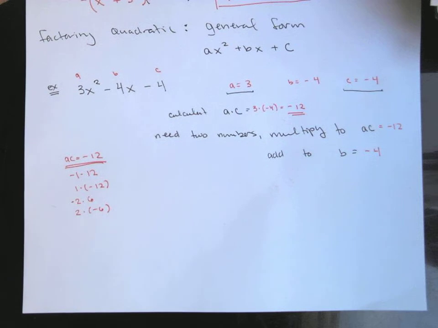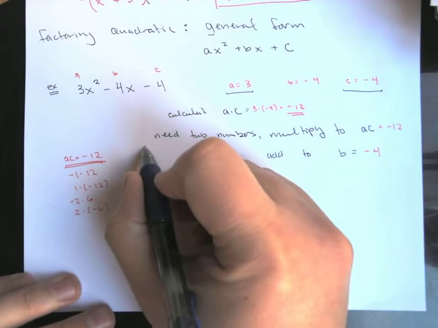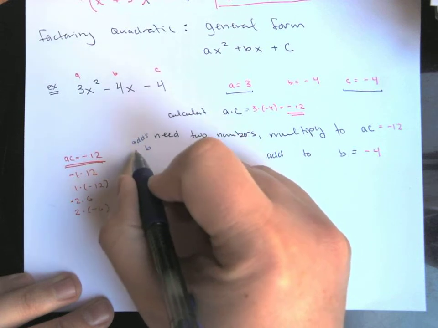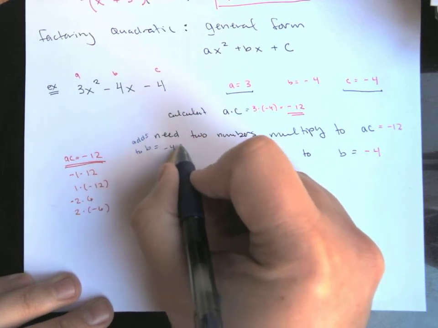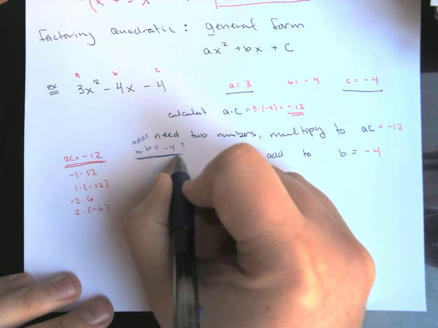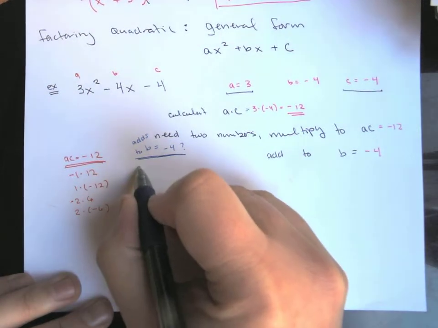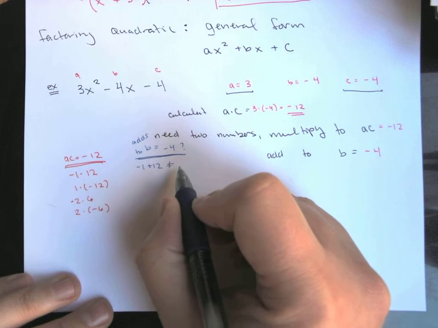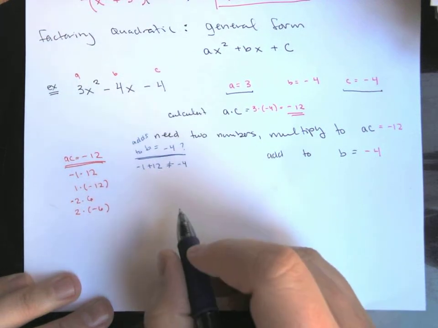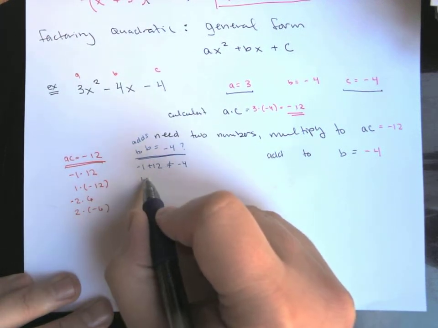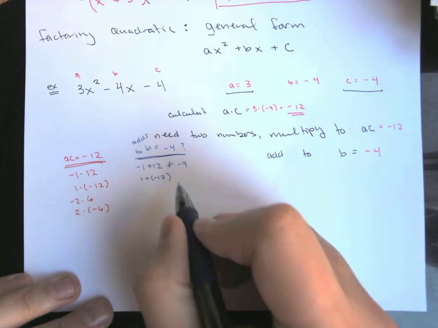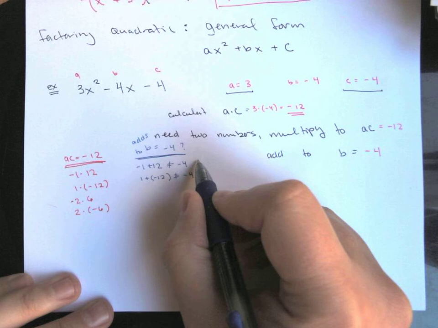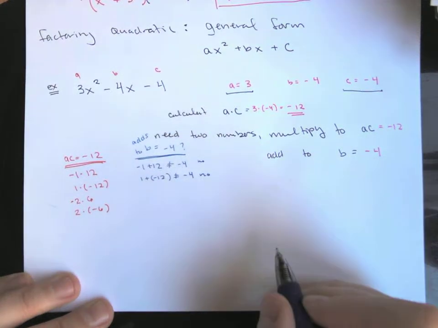As we go through this, let's check the b value. So we'll say adds to b, which is supposed to be minus 4, question mark. So in this case, pretty quickly we can see, right, negative 1 and positive 12 is definitely not negative 4. That would be positive 11. If I come at it from the other direction, positive 1 plus negative 12 is negative 11. Definitely not negative 4. So that's a no. That's a no.